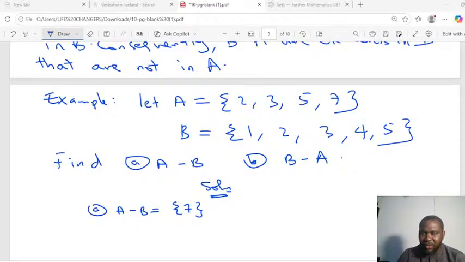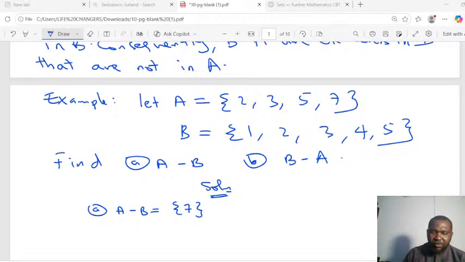The difference between complement and difference is about the same thing. It's just the same thing. But the difference is that in complement, you are comparing with the universal set, but in difference, you are comparing between two subsets. But they are about the same thing.